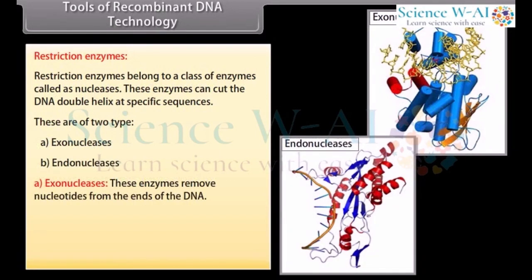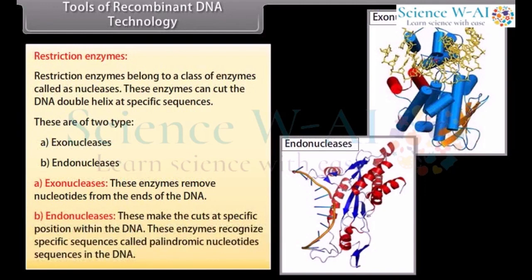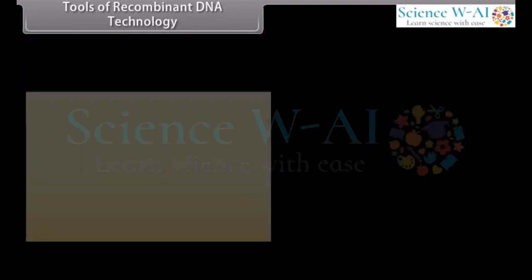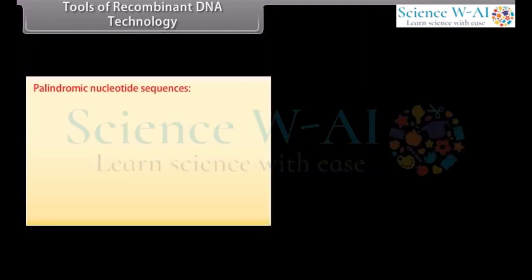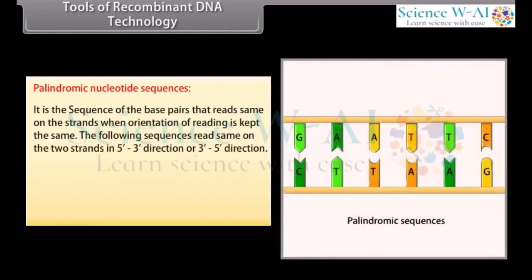Exonucleases. These enzymes remove nucleotides from the ends of the DNA. Endonucleases. These make the cuts at specific position with the DNA. These enzymes recognize specific sequences called palindromic nucleotide sequences in the DNA. Palindromic nucleotide sequences. It is the sequence of the base pairs that read same on the strands when orientation of reading is kept the same.